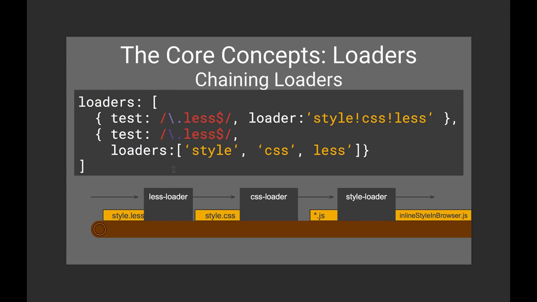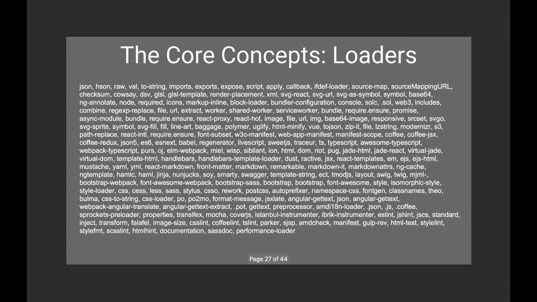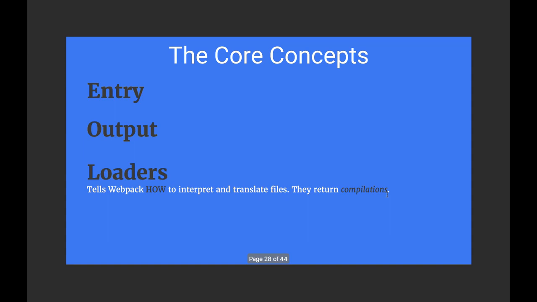So here is a chain of commands we are executing. It's like style.css is being executed by the last loader, then it is being applied as CSS loader, then it is being applied style loader. And finally, you get this bundle.js. So the core concepts, and how many loaders are there, you can see there are thousands of loaders available. So loaders tell Webpack how to intercept and translate files. They return the compilations.